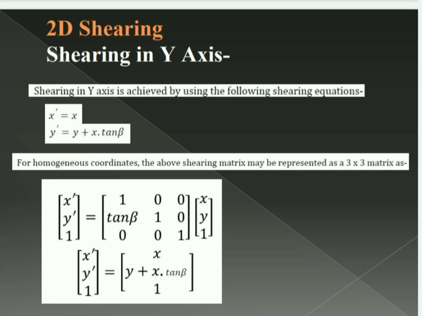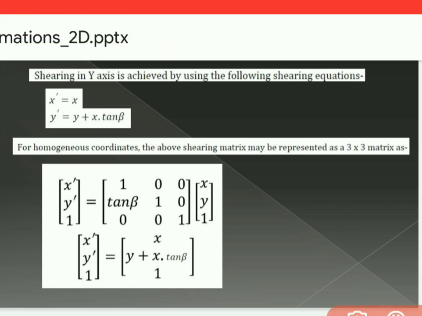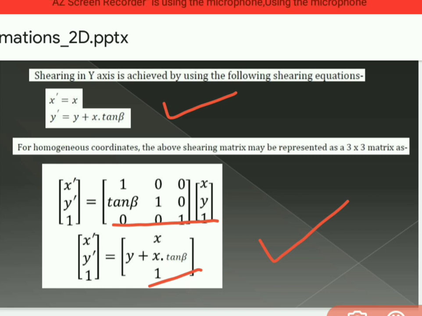Then 2D shearing in the y-axis. Suppose you want to change the shape of the object in the y-axis, then we use these algebraic equations here. x dash is equal to x and y dash is equal to y plus x tan beta. Again, these algebraic equations can be represented in matrix notation like this. Multiply these two matrices, you will get these equations as it is. So let's try with the same example of a triangle and find out the shape of the triangle. So that is the homework part.